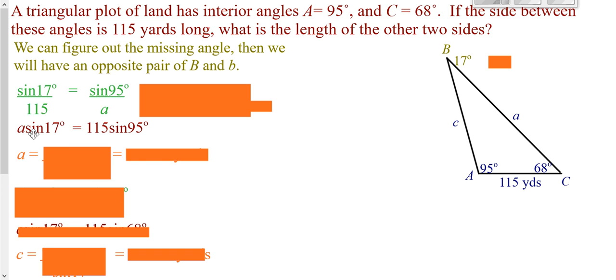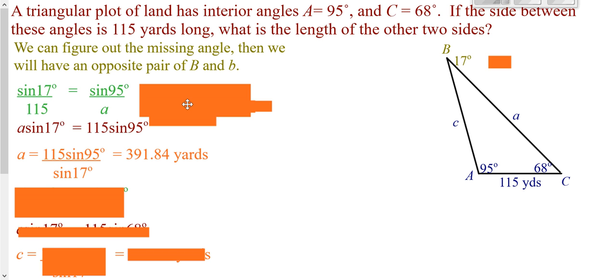Then to get a by itself, we'd have to undo timesing by a sine of 17. So we divide by that. That's our calculator ready form, and we type it in. We would now know two sides, but we cannot use the Pythagorean theorem, because remember, the Pythagorean theorem only works with right triangles.